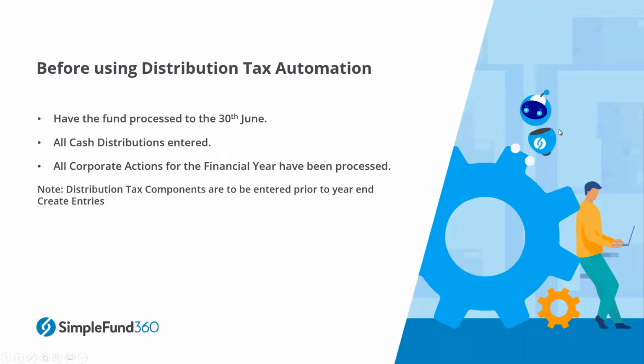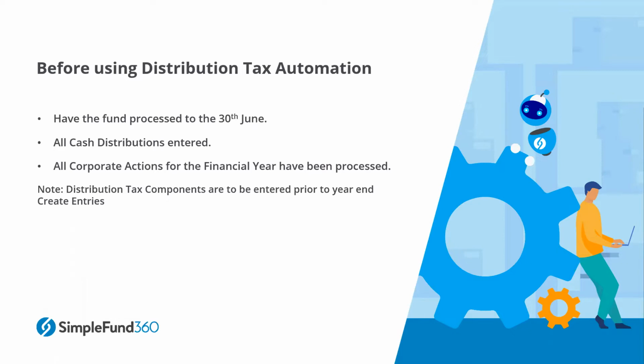So, some prerequisites to using distribution tax automation: we recommend, and it is necessary, to have the fund processed to 30th of June, effectively to ensure that all changes to investment holdings are included in the fund, as well as all distributions have been processed. So that's the second point there. All cash distributions have been entered into the fund, and all corporate actions for the financial year have been processed. In order for the distribution tax automation screen to work correctly, you do need to ensure that all investment changes and all distributions have been processed to the fund.